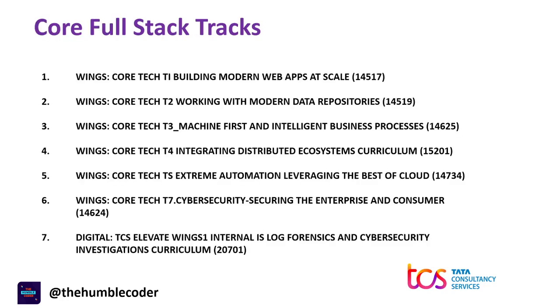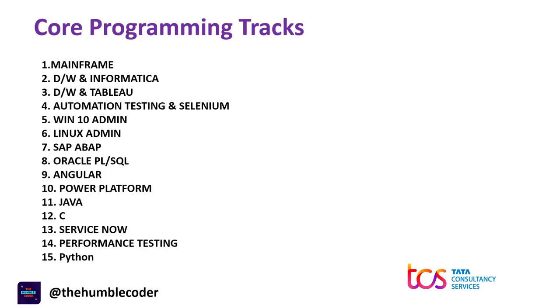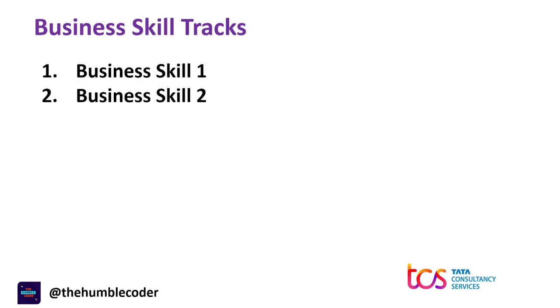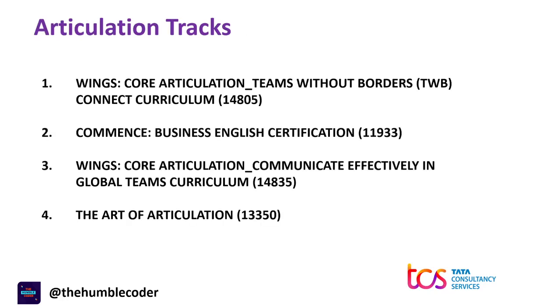Okay, so these are the core full stack tracks that you can appear for. Next, these are all the languages or technologies which come under core programming tracks, so you can select any one of your choice. Next is business skill tracks. As I already mentioned, there are only 2 tracks in business skills and you can appear for any one of them. Moving on, articulation tracks.